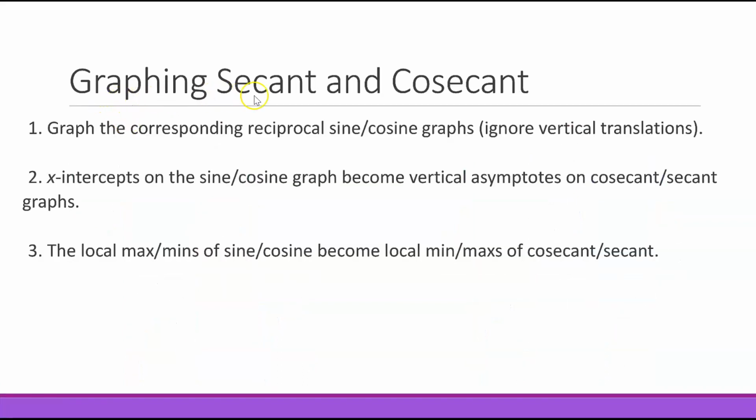Here are the steps for graphing secant and cosecant. We're going to graph the corresponding reciprocal sine or cosine graphs, ignoring vertical translations. The x-intercepts on those sine or cosine graphs that we just drew become the vertical asymptotes on the cosecant or secant graphs. And then the local maxes and mins of sine and cosine become the local mins and maxes of cosecant and secant. So we just draw those U shapes with the correct mins and maxes.